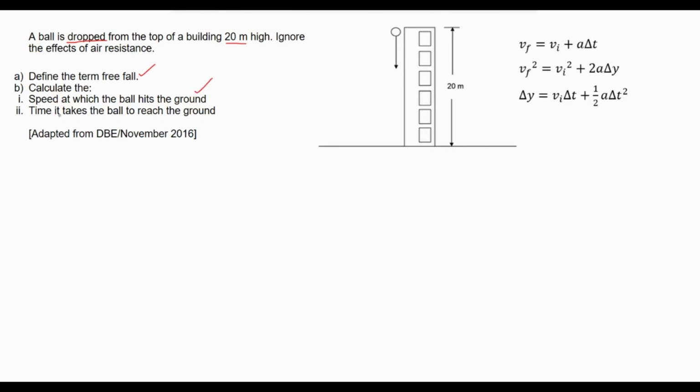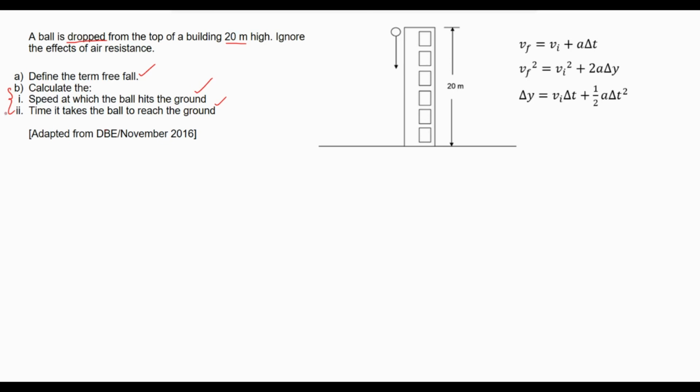Then 2, calculate the time it takes the ball to reach the ground. Right, we'll do these calculations. But what is free fall? Remember, free fall is the motion of an object under the influence of gravity only. Or you can say the motion of an object under the influence of weight or gravitational force only. Okay, that's free fall.